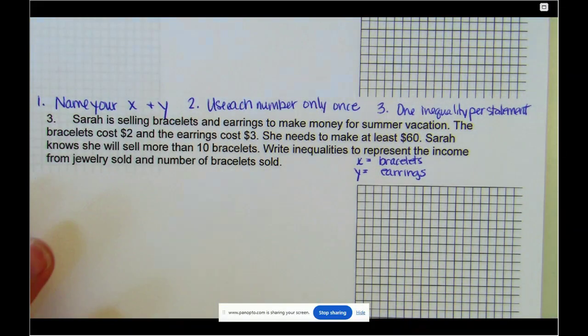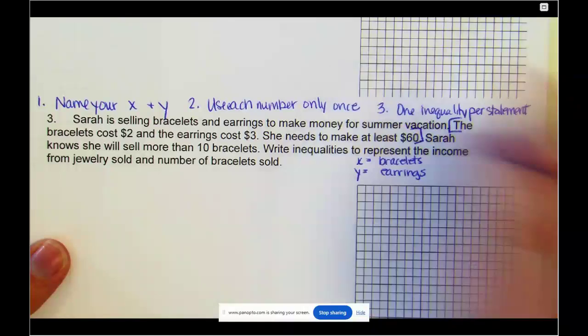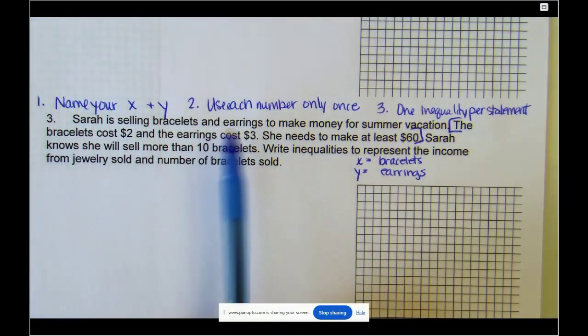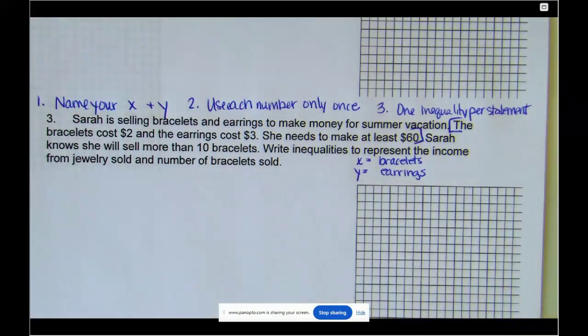Okay, now once we know that, first, that's two sentences there. The bracelets cost $2, the earrings cost $3, she needs to make at least 60. I want you to write that as an inequality, please. That's one inequality. This is a read it and write it thing, like literally what it says you can do. One inequality per statement.